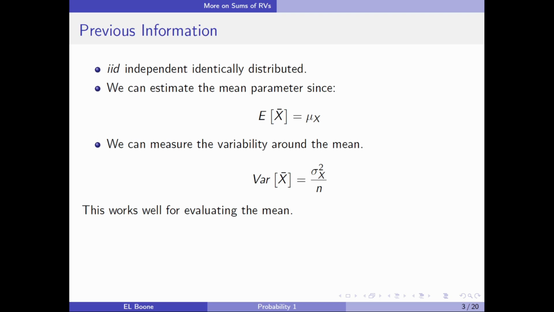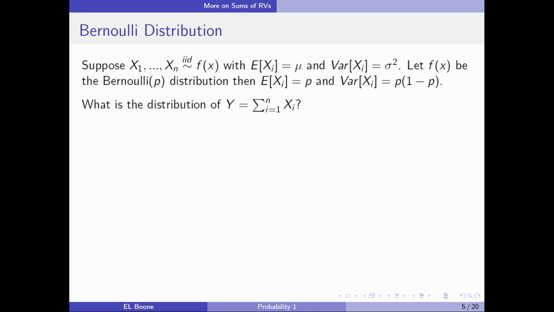We were able to estimate the mean parameter. We found the expected value of x bar was mu of x. We can measure the variability around it. And this works well for evaluating the mean, and we actually had the central limit theorem in there. But it gives us an approximation. What if we're interested in other items than just the mean?